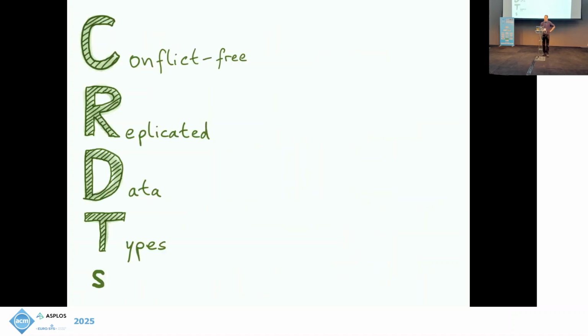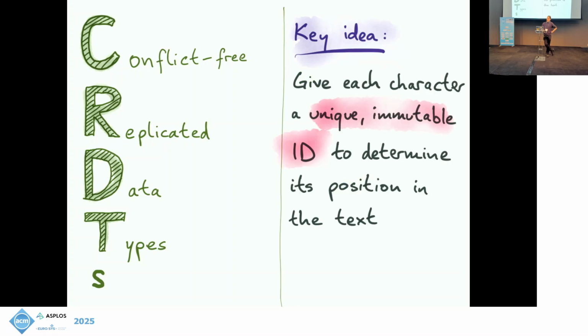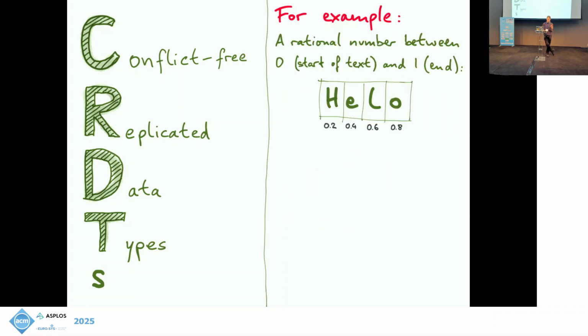Okay, so let's look at the competition, CRDTs. CRDTs work totally differently. They don't transform operations. Instead, the key idea there is that we give each character a unique immutable ID, and even as characters change their position in the text, that ID stays the same, and that gives us a stable anchor. There are different ways you can construct these IDs. So for the sake of simplicity, I'm just going to represent them as rational numbers for now. In practice, they would be things like a path through a tree or stuff like that.